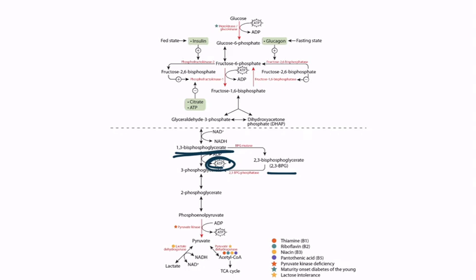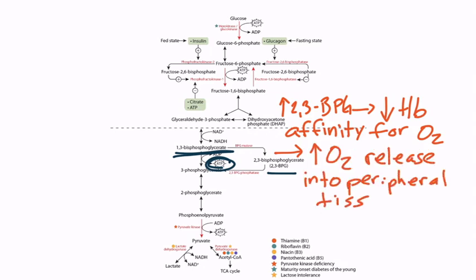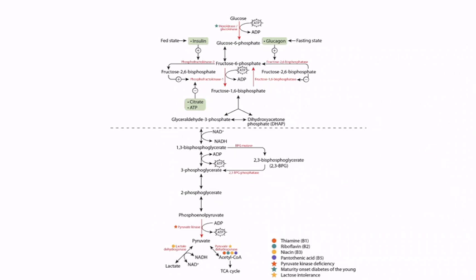You should recall from pulmonary physiology that 2,3-BPG is an important regulator of oxygen delivery to the tissues. It does this by binding to hemoglobin and decreasing its affinity for oxygen. So increased 2,3-BPG results in decreased hemoglobin affinity for oxygen, which results in increased oxygen release into the peripheral tissues. One of the last steps in the pathway is right here. In this step, phosphoenolpyruvate is converted into pyruvate by the enzyme pyruvate kinase.